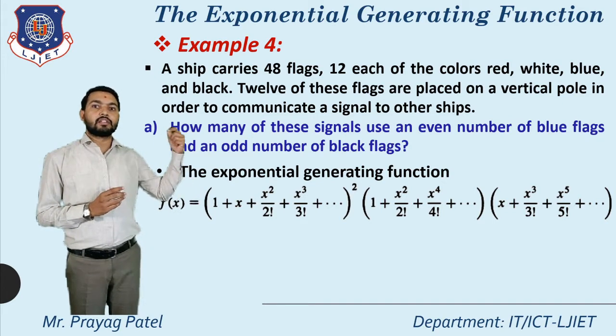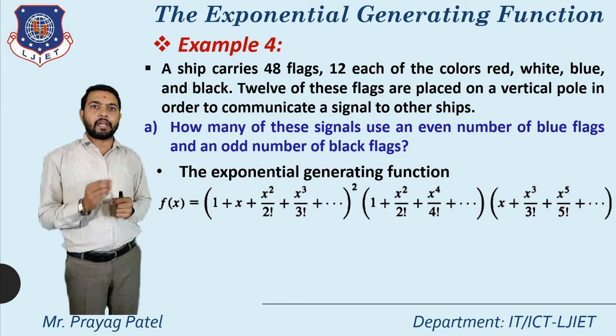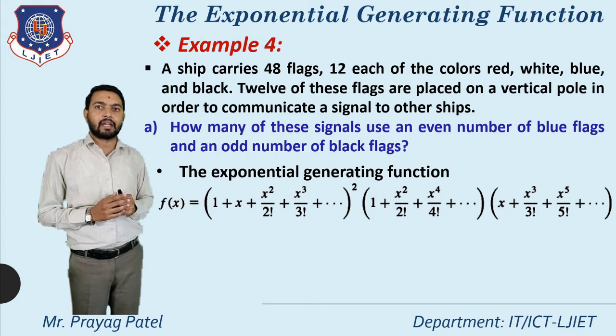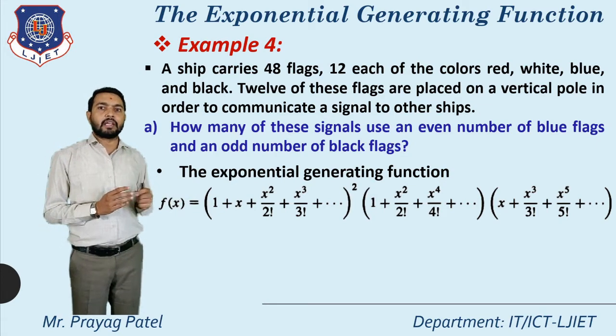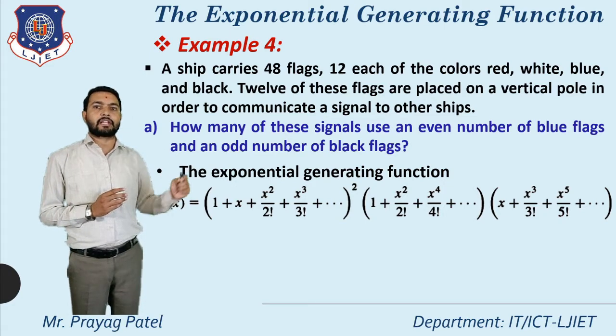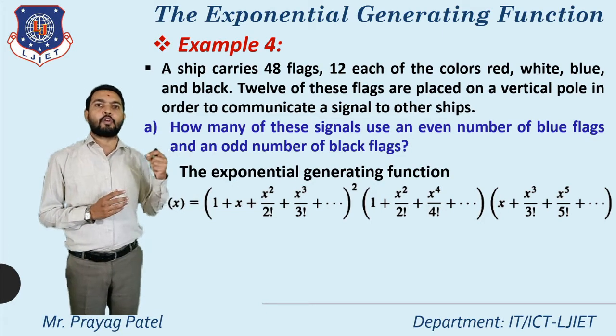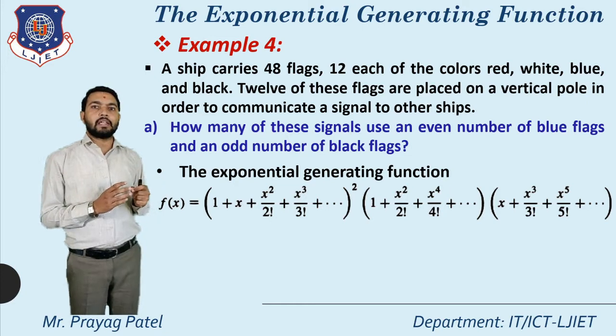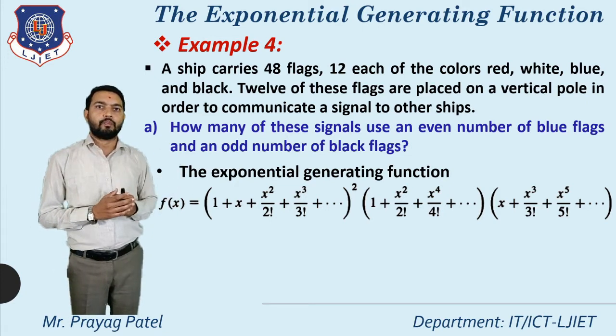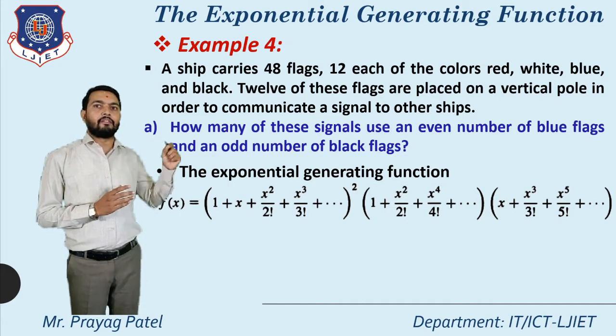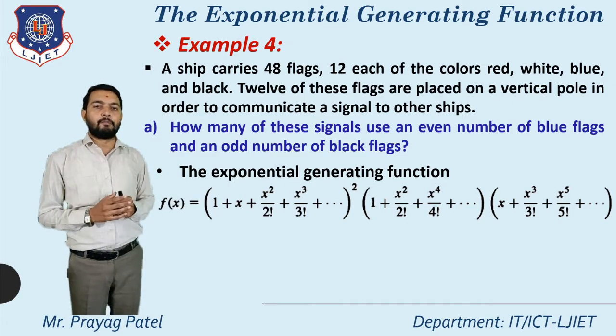Now we write the square of the first part, that means for red and white there is no condition. So we write all these common sequences as 1 plus x plus x square by 2 factorial plus x cube by 3 factorial like this, 2 times. Now the next part is 1 plus x square by 2 factorial plus x raised to 4 by 4 factorial. This part is used for the next color, blue. So the condition for blue is an even number. So here we write the sequence as an even sequence. Now the next condition is for black. For the black flag we have the condition of an odd number of black flags.